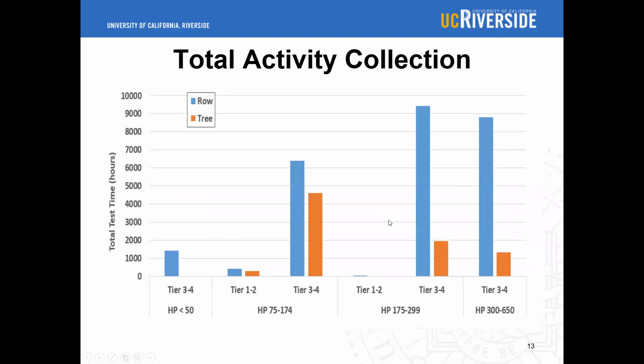Okay, so total activity that we monitored for this study. This is a function of basically the tier level and the horsepower level. And what you can see here is that it was quite a few hours. Here the blue bars represent the row crops, and the orange bars represent the tree crops. But as a whole, we were over 30,000 hours of data collection. So quite a bit here.